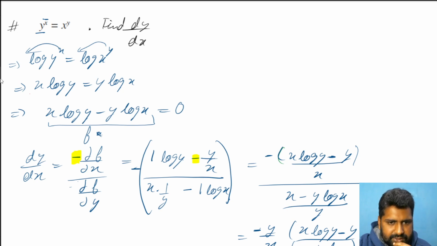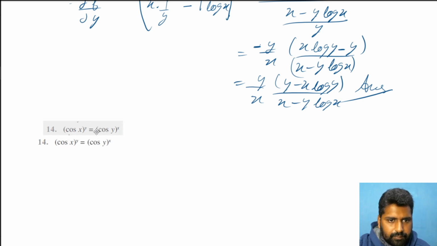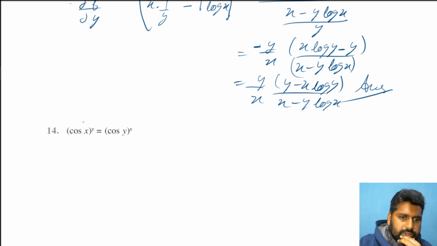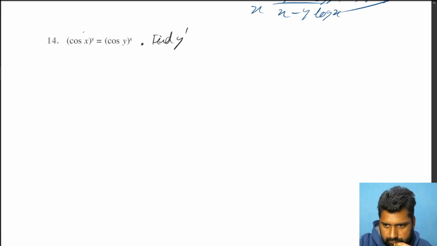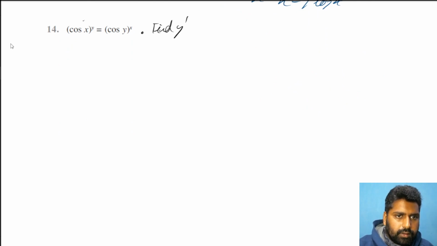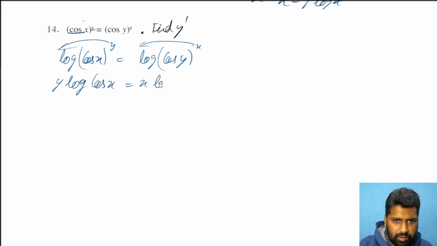Same kind of thing. Next question. This is the expression. Find y dash. The moment we see variable raised to power variable, we have to consider log. So log of cos x raised to power y is equal to log of cos y raised to power x. Get the y down, get the x also down. y log cos x, trig is also involved, equals x log cos y.